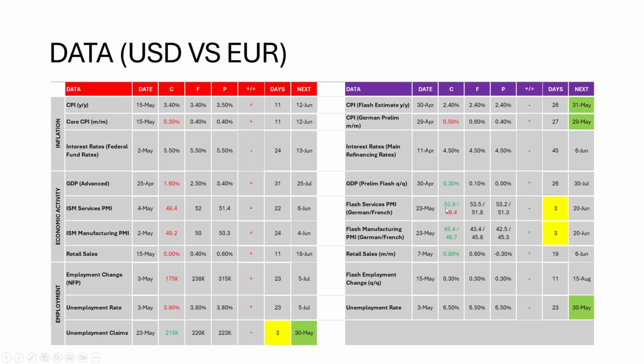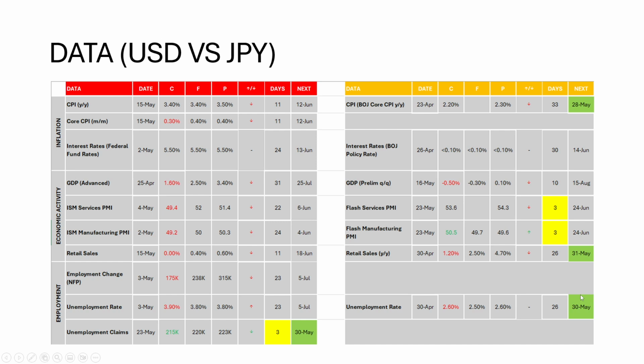For the euro, we had PMI overall bullish for these two groups here. Flash services for German and French were both bullish, which is good. We have some big news next week for the euro. We've got CPI and unemployment rates for euro. And Japan, we had a decrease in services and increase in manufacturing. So overall still bearish on the yen.